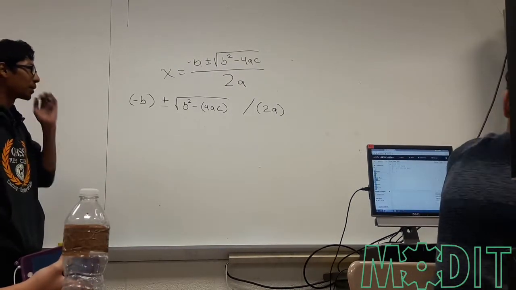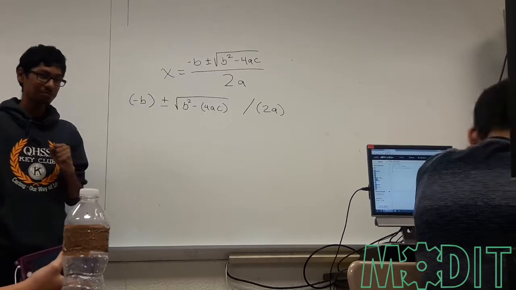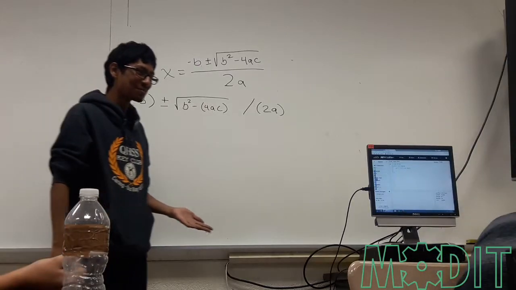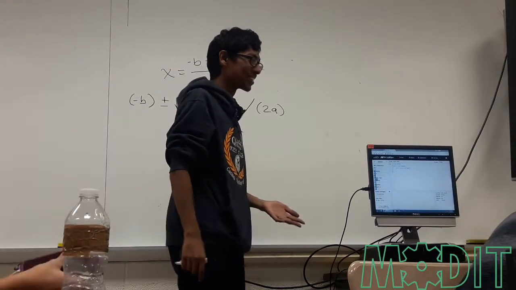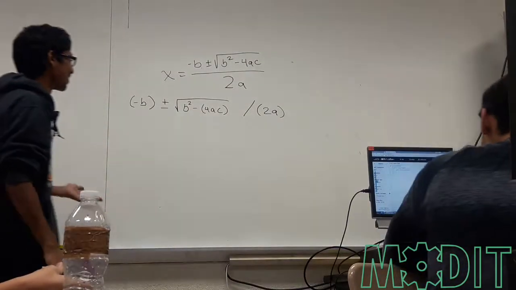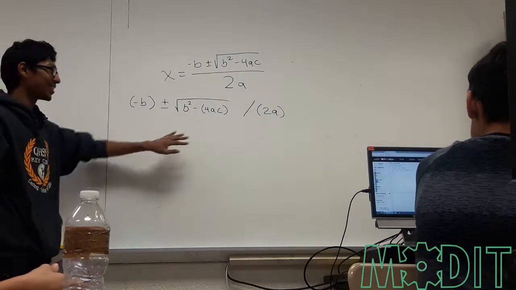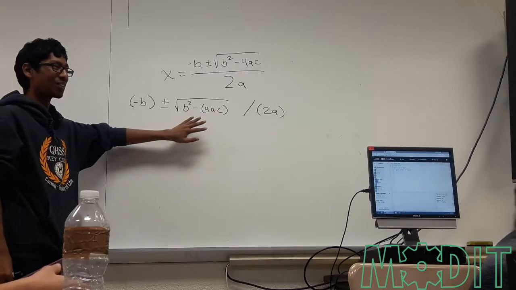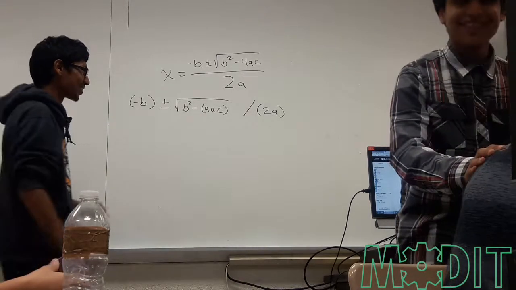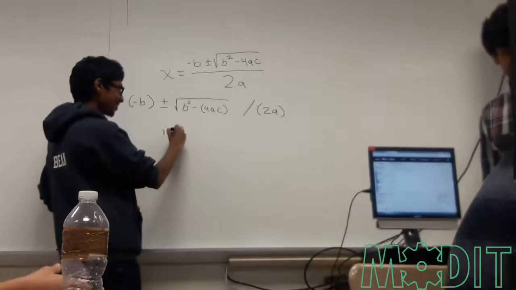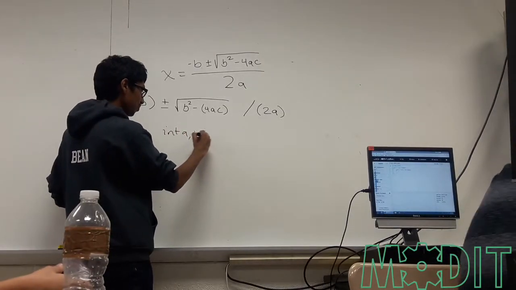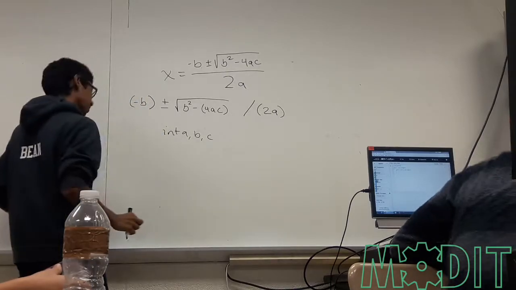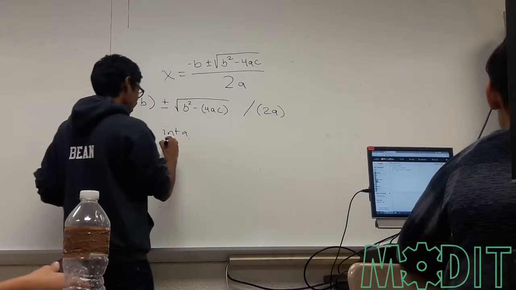Okay, so we'll break this down. We'll break this down into how we are going to write this in the code. So we'll create 3 integers. I guess I'll write it how you would.